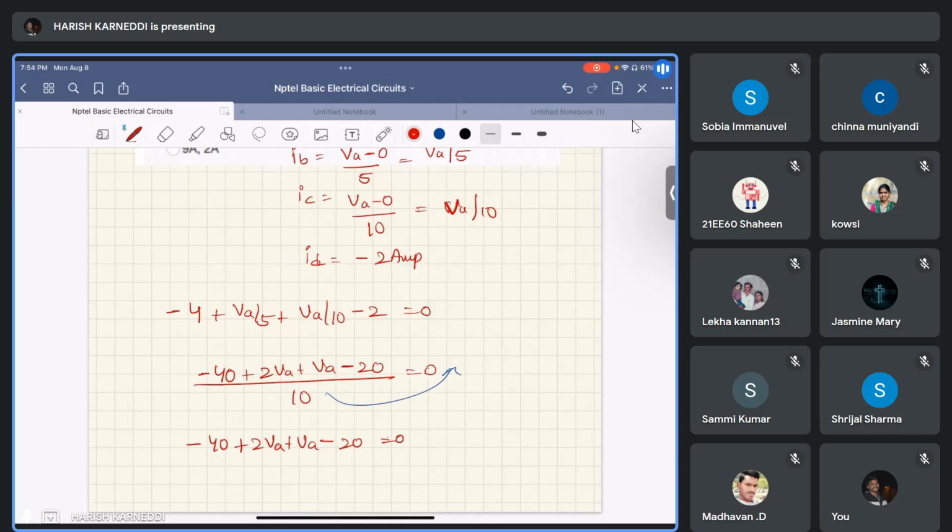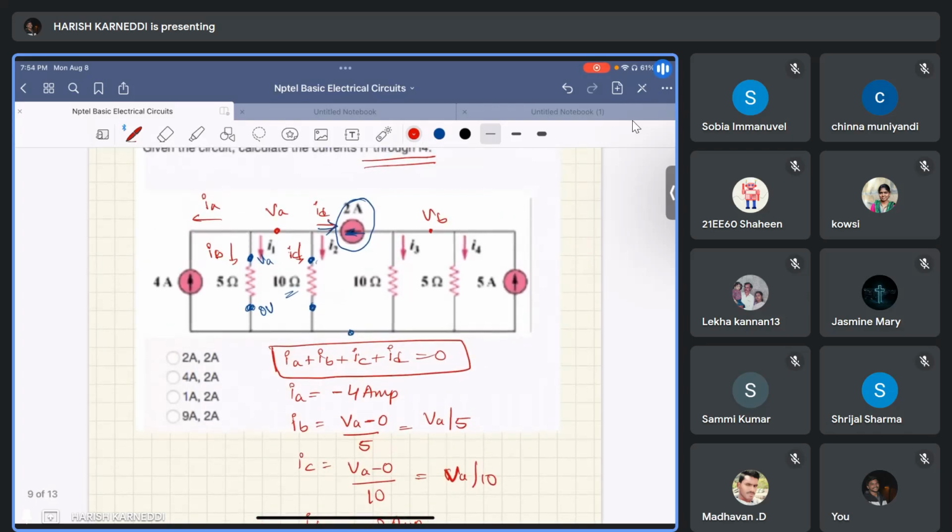This minus 40 minus 20, it is minus 60. You can send it to that side, it is plus 60, right? Then this 2Va plus Va, it is 3Va. So Va equal to 60 by 3, it is 20 volts. The voltage at the node A, that is this voltage, equal to 20 volts.